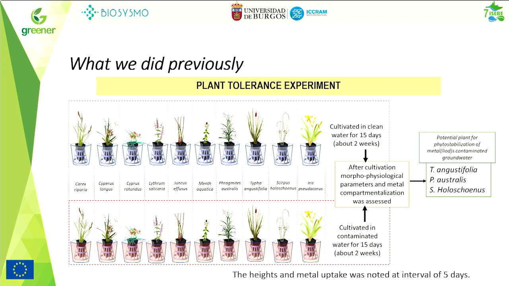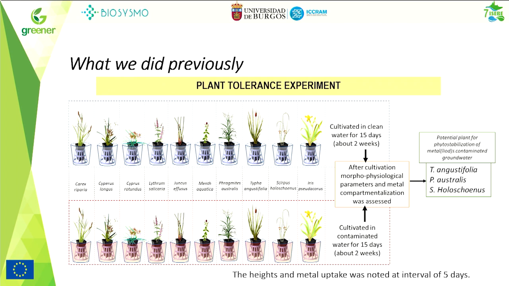So these 10 plants were exposed to polluted water, which was extracted from a site that was decommissioned from a machinery park, and we used the water containing a high level of metal, and we exposed these plants for 15 days. After 15 days we discovered that among these 10 plants, only 3 were doing pretty well, which were Typha angustifolia, Cyperus haspan, and Phragmites australis.